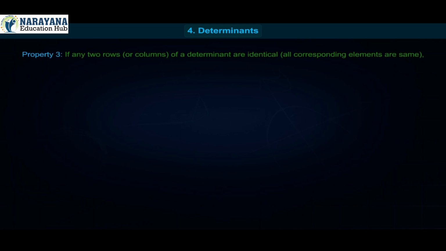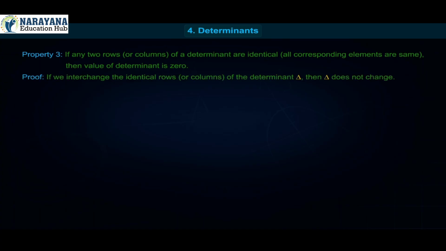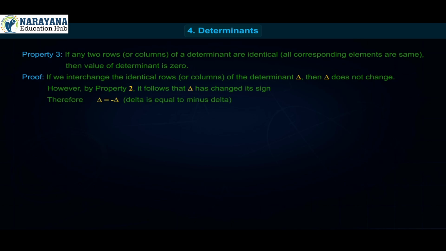Property 3. If any two rows or columns of a determinant are identical, that is, all corresponding elements are same, then the value of the determinant is 0. Proof. If we interchange the identical rows or columns of the determinant delta, then delta does not change. However, by Property 2, it follows that delta has changed its sign. Therefore, delta is equal to minus delta, or delta is equal to 0.